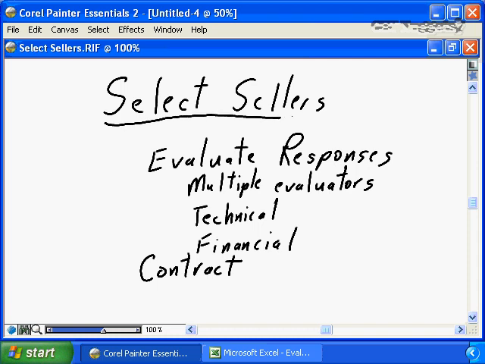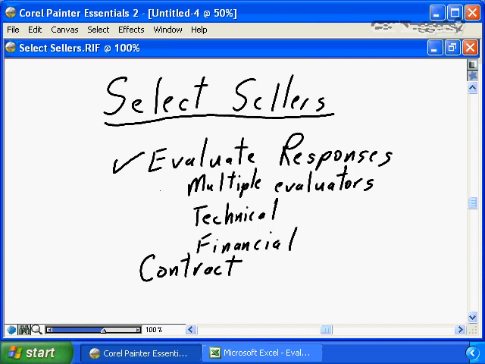The next step in the procurement process is to select the final seller, or sellers if you have multiple purchase requirements. It comes down to evaluating the responses. You've received multiple responses, two, five, hopefully not too large a number of responses back from the qualified vendors. You now need to go through and evaluate and respond to each one of the responses.